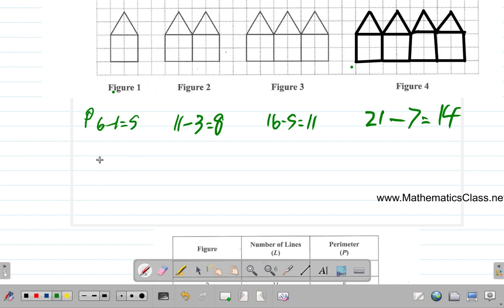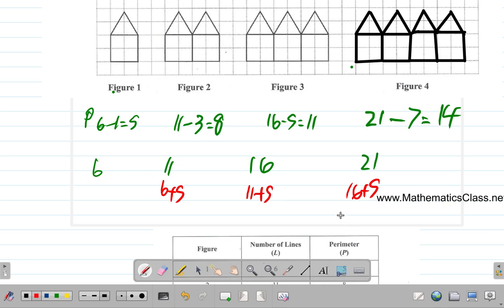So if you have 6 line, then 11 line, then 16 line, then 21 line. 6, 7, 8, 9, 10, 11. So 6 plus 5 is 11. That's a pattern I look upon now. 11 plus 5 is 16. And then 16 plus 5 is 21.